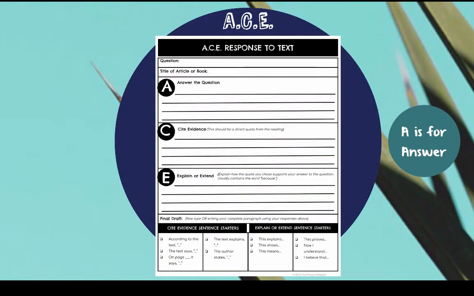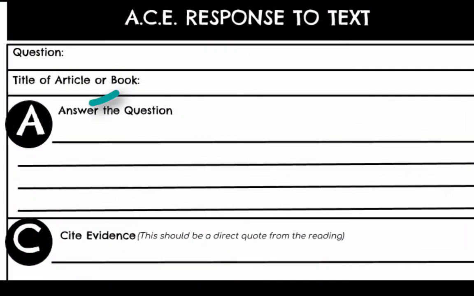Step 4 is the ACE response to text. So here we have a graphic organizer that helps lay out the ACE for ACE. At the top we have a place to write the question and the title of the article or book that we are using as our text today.